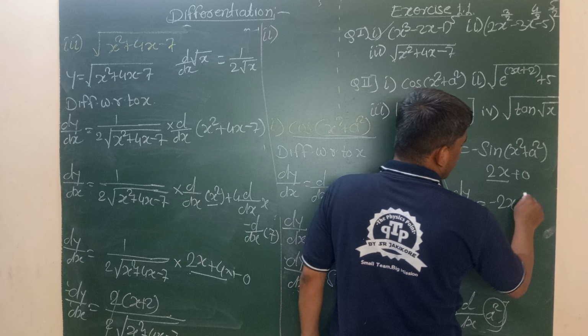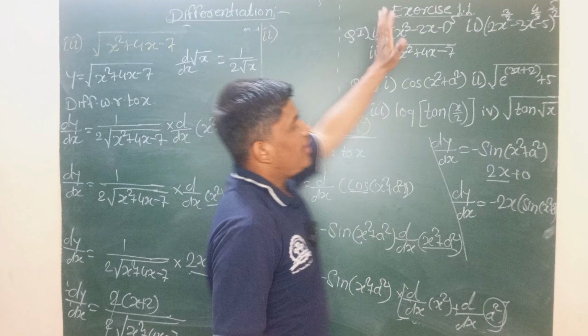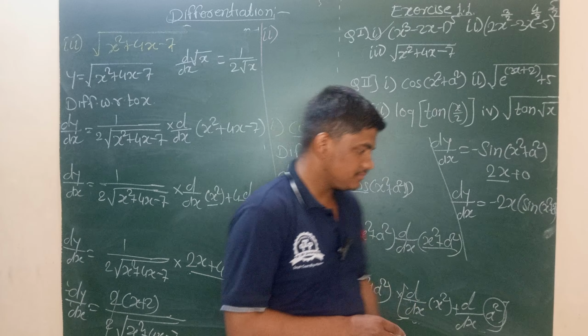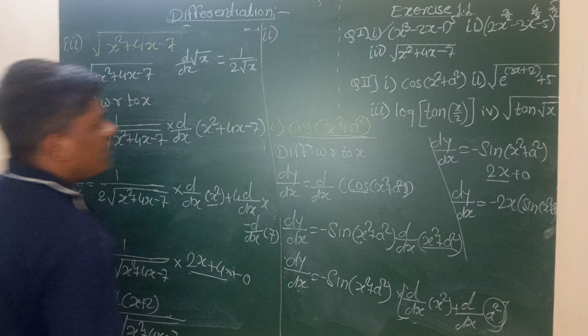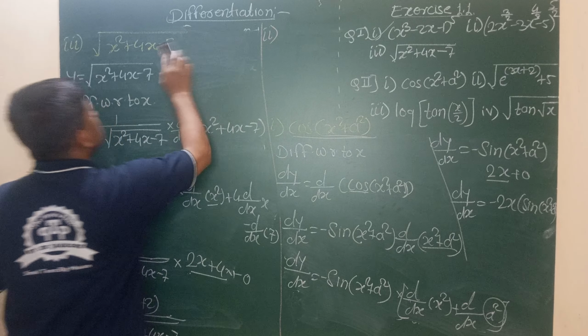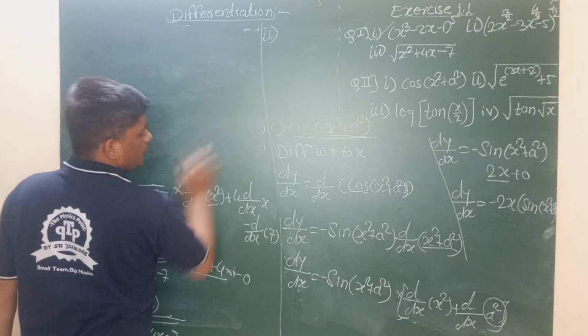plus a square, which is the final answer of the first question from question number 2, which is included in exercise 1.1. As with similar questions, we try to solve the next question, the second sub question from question number 2.